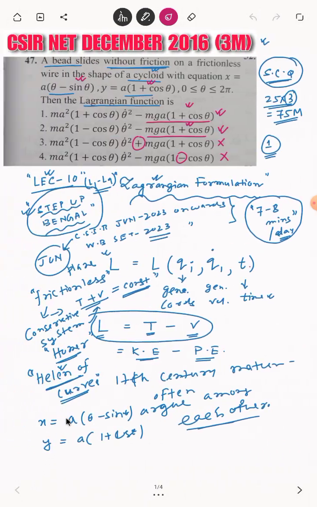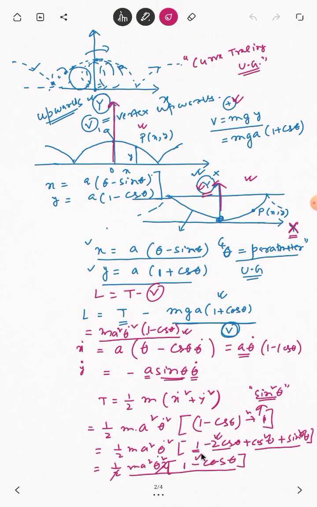Just take a look. Here it is 1 plus cos theta, here it is a minus sign, so this is eliminated, this is eliminated, this is eliminated. Obviously this one is the answer, because in the kinetic energy portion we have a minus sign inside, and we have already done the minus sign. So this is the solution of the problem. It will be solved in 2 to 3 minutes, obviously, as I have previously mentioned in the previous videos.